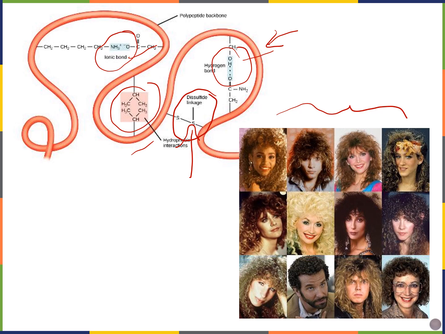If you have very curly hair, like the folks shown here, that means you have more disulfide bridges, more of these disulfide bonds in your keratin protein. But if you have very straight hair, you have fewer of these disulfide bonds in your hair.